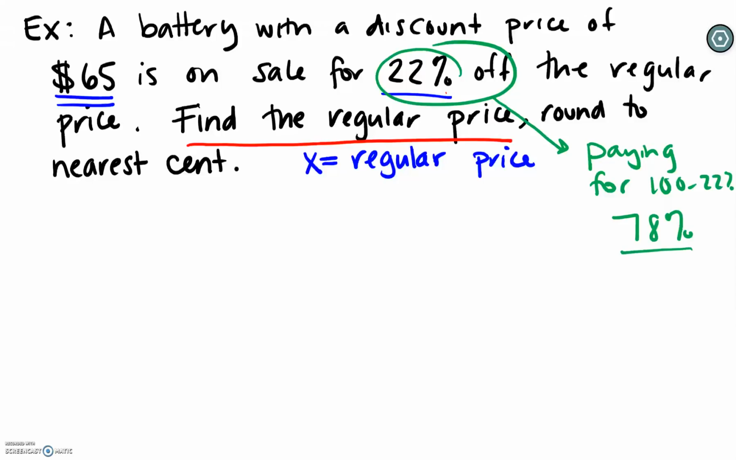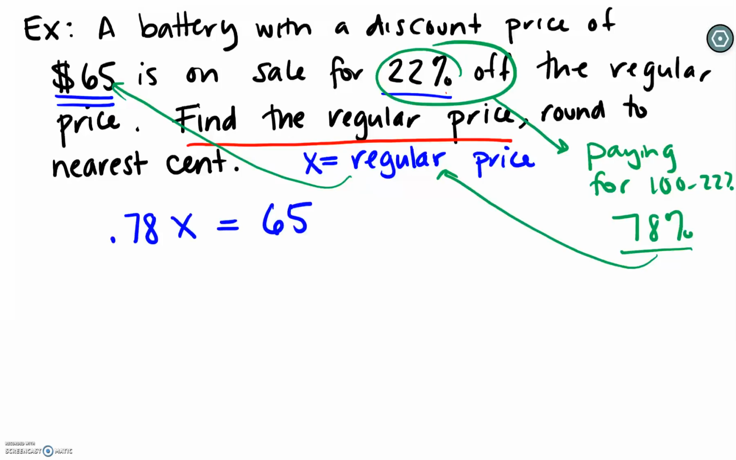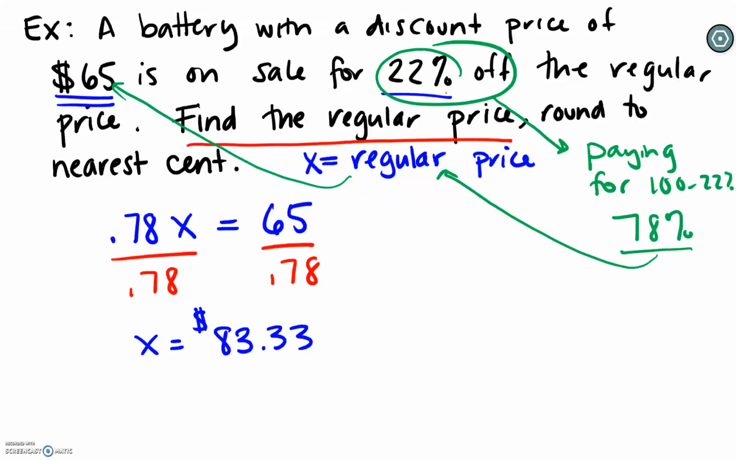Now that makes everything easy. We know that if we take this, multiply it by our regular price, we should get our sales price, right? So we can actually set this up. 78% of the regular price, which I don't know, is equal to $65. And solving this is painless, right? It's just like all those basic percent questions we did earlier. So 65 divided by 0.78. Our final total here, our original regular price, is $83.33.